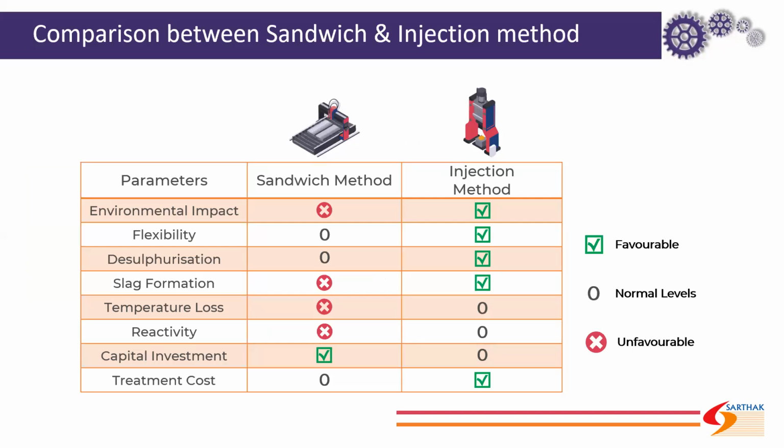So, a comparison between the sandwich method and the regular core wire injection to see the environmental impact. In the sandwich method, a lot of magnesium smoke is coming.